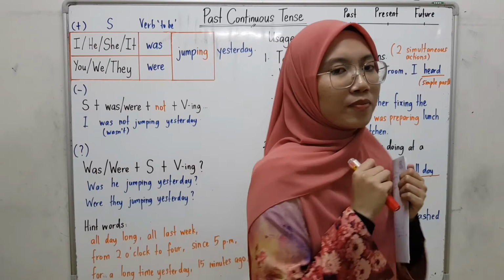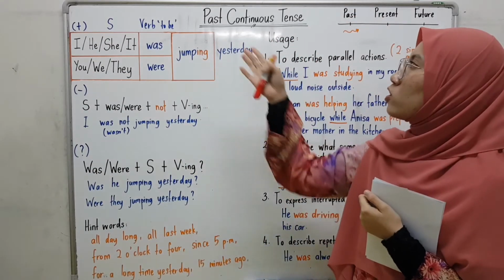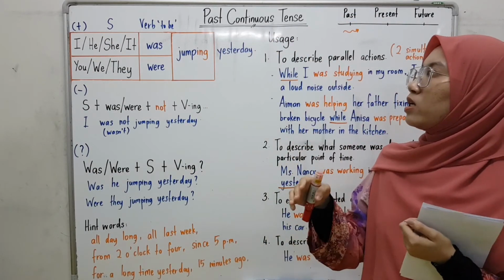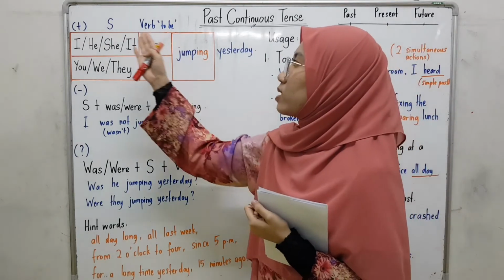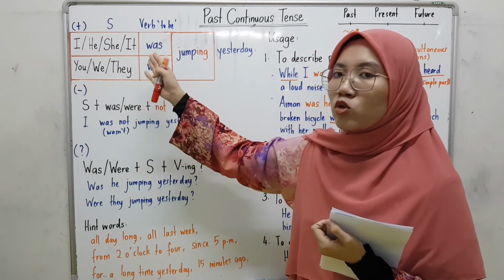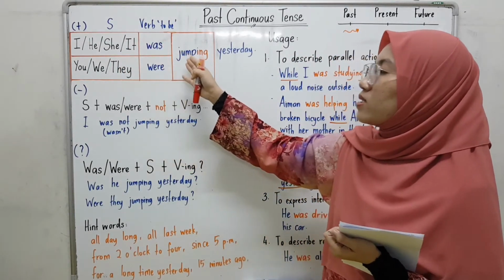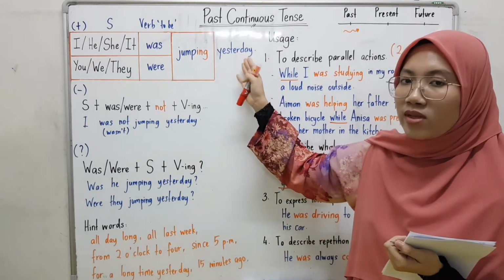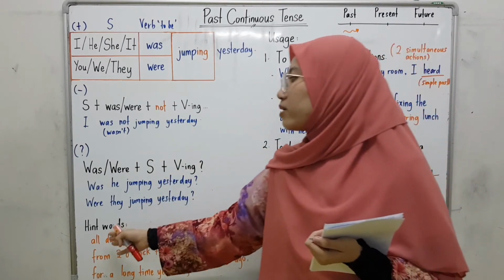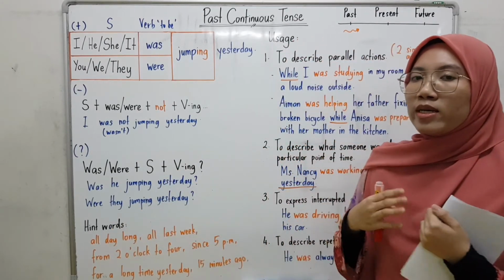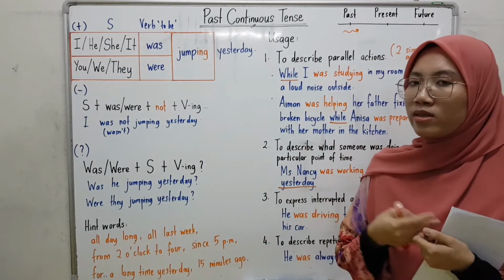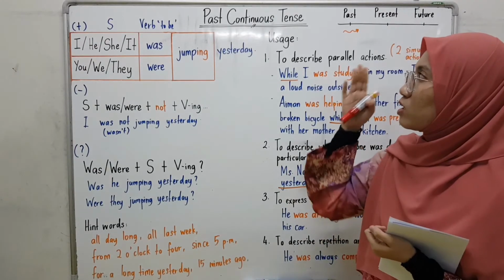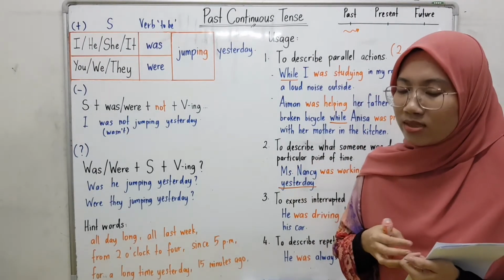To recap, for the use of past continuous tense in your writing, you must have your subject, and don't forget the verb to be was or were plus verb ing, and just add an adverb of time, yesterday or other time words. That will help in your writing to show that you understand past continuous tense.